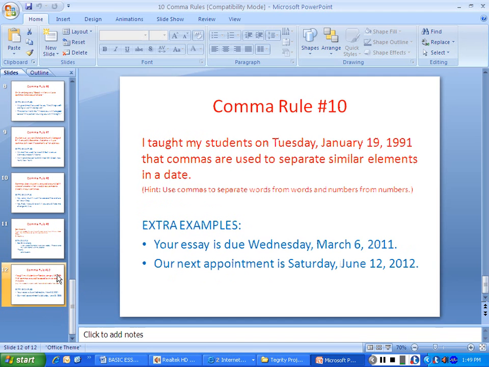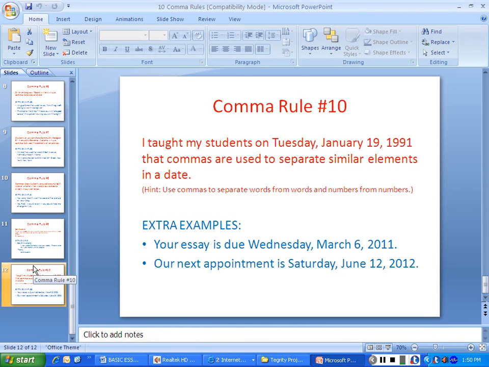Here we go. Rule number 10. It's the last one. Comma rule number 10. I taught my students on Tuesday, January 19th, 1991, that commas are used to separate similar elements in a date. Here's an important hint. We use commas to separate the words from other words and numbers from other numbers. We don't need commas between the words and the numbers.